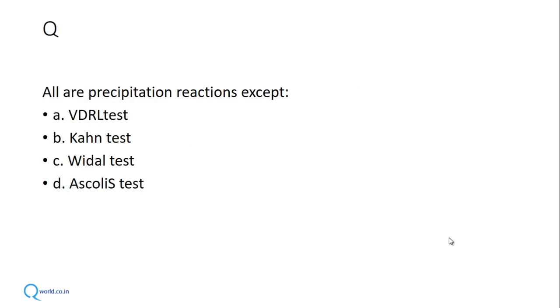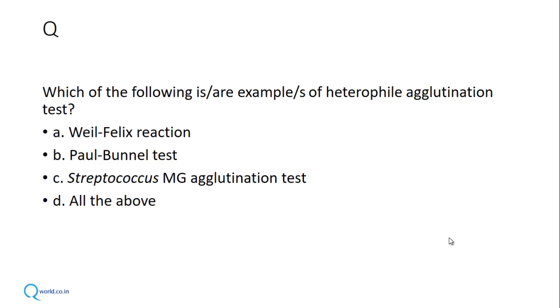bacteria or viruses. All are precipitation reactions except, so the VDRL test was a slide flocculation test, Kahn was a tube flocculation test, the Widal test is an agglutination test, and Ascoli's test was again a ring precipitation test. So only the Widal test is an agglutination test here, which is not a precipitation reaction.